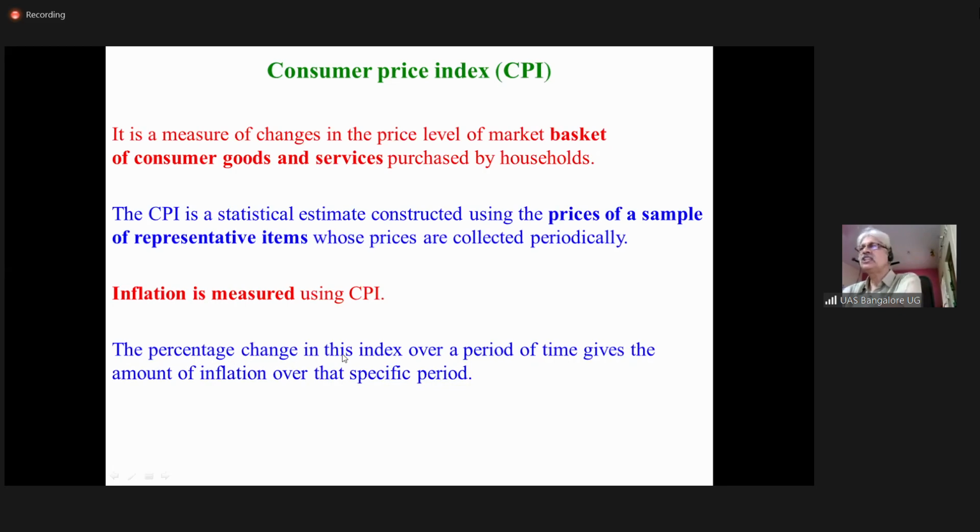The percentage change in this index, as I mentioned earlier, with the base year taken as 100, over a period of time gives the amount of inflation over that specified period. Base year 100, this year it is 108, then the rate of inflation is 8%.